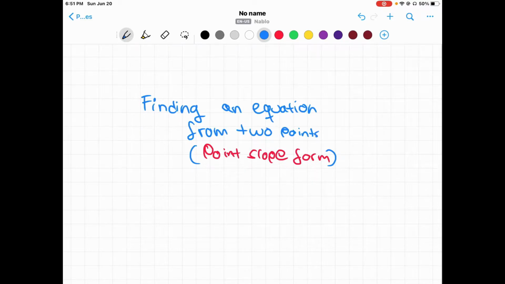Today we're going to learn how to find an equation of a linear graph from only 2 points. Now before we start, it is very important that you watch the last video on how to find the slope of 2 points of a linear graph to properly follow along.